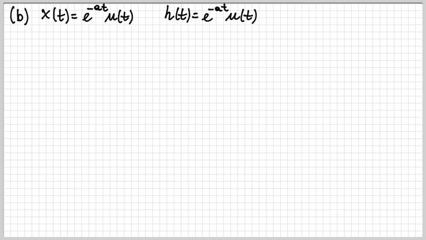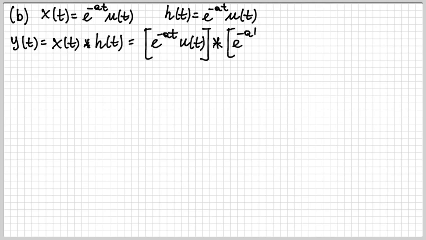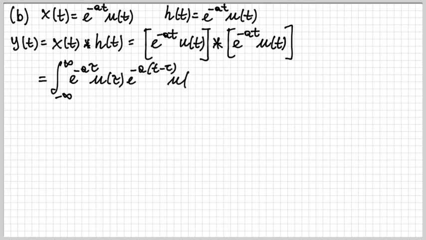So they are given by e to the -at u of t. So how to calculate the output? Again, it's going to be the convolution between input and impulse response. And let's calculate this convolution with an integral. So here's what I get by writing the integral of x of tau times h of t minus tau d tau. How to solve this integral?